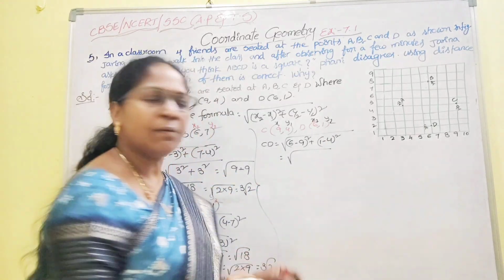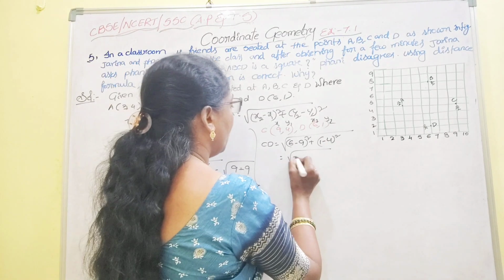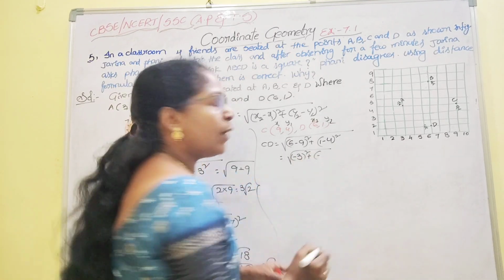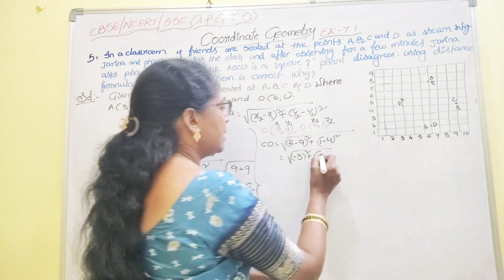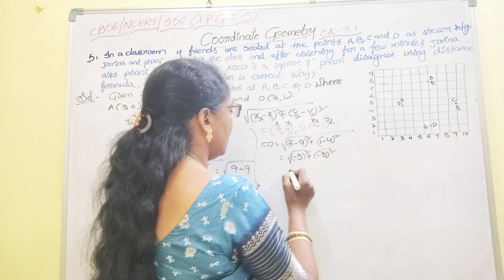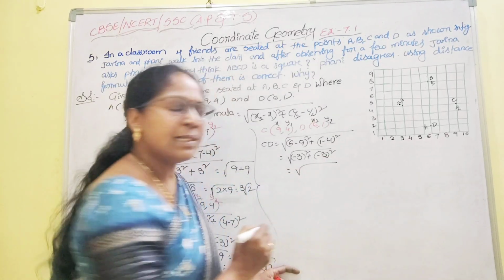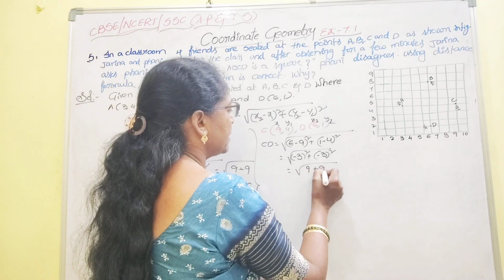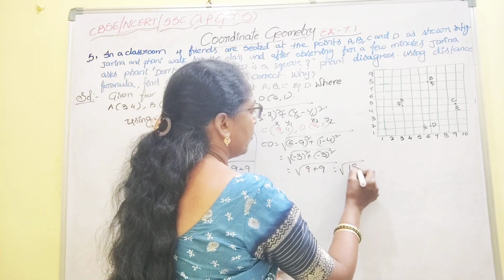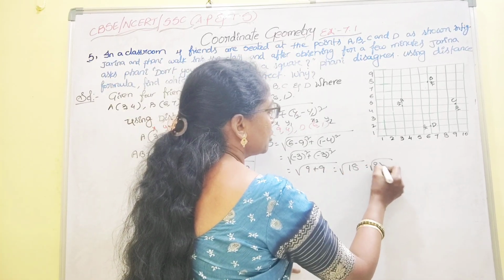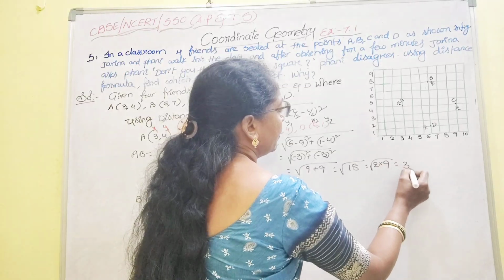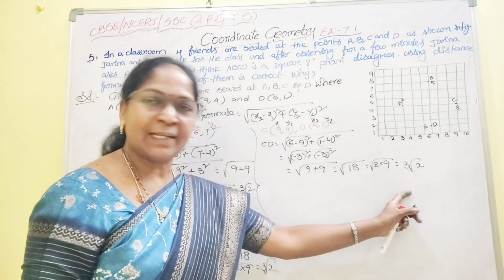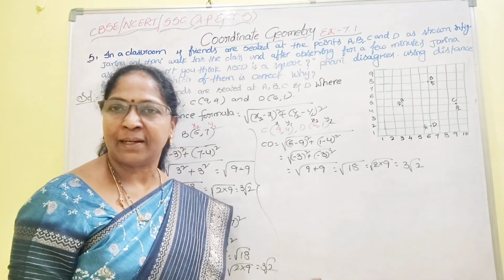So square root of (6 minus 9 equals minus 3) whole square plus (again 1 minus 4 equals minus 3), so minus 3 whole square. That equals plus 9, again plus 9, which equals square root of 18. This can be written as 2 into 9, that equals 3 root 2. Here space is not there, so I am writing like this. You can write in the vertical manner.